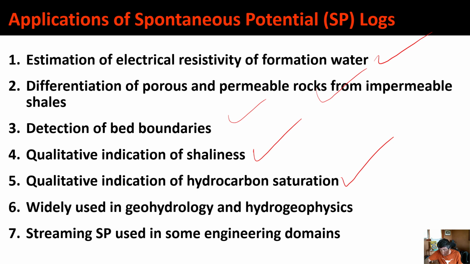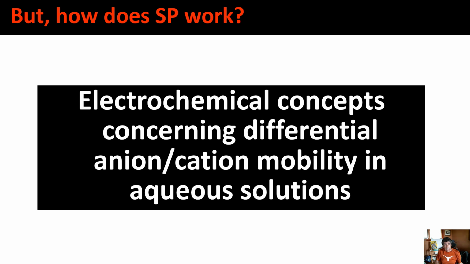It is widely used in geohydrology for assessment and evaluation of aquifers. Quality water, widely used. And there's another component of SP which we call streaming spontaneous potential that finds a lot of applications in civil engineering, for instance. So there's a lot that has occurred with this measurement. But how does it work?